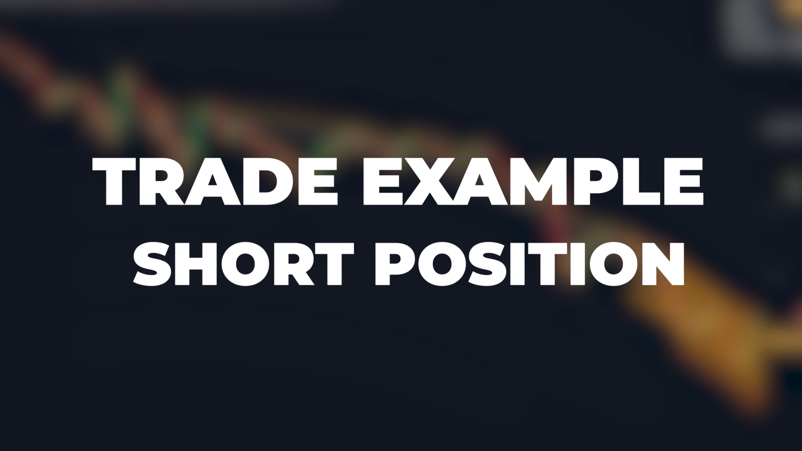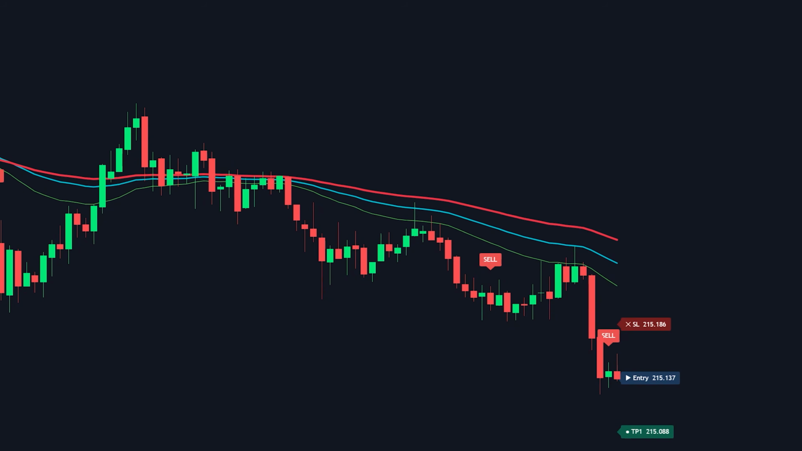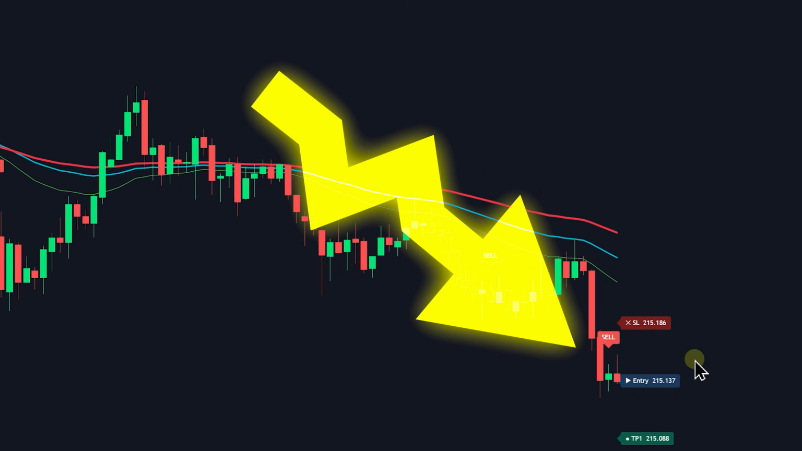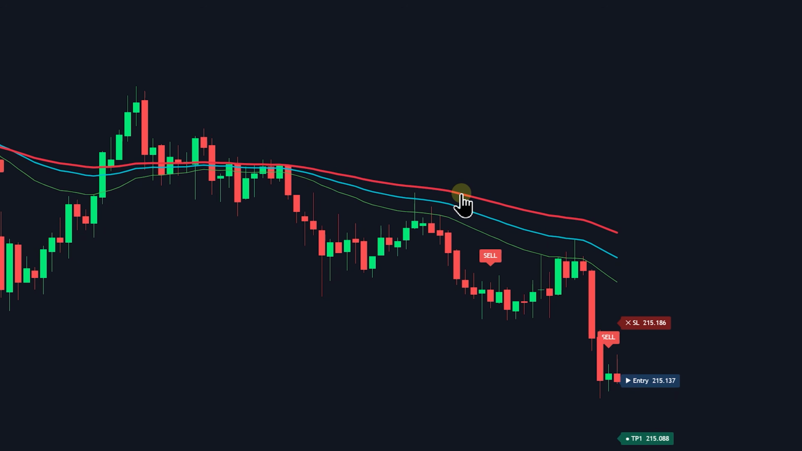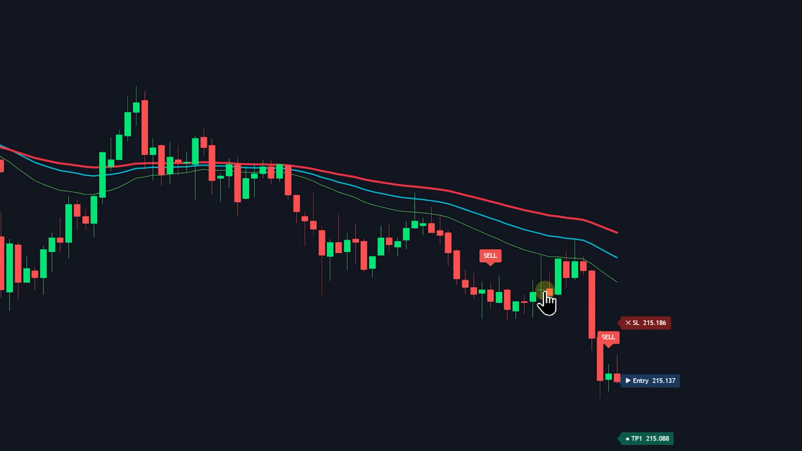Now, for a short position, we're going to do the opposite. Condition number 1 is that the market must be in a bearish trend as indicated by the 3 EMAs being lined up like this. We also want the price to be constantly trading below all the 3 EMAs. Condition number 2 is pullback. We're going to wait for the price to retrace back toward the moving averages.